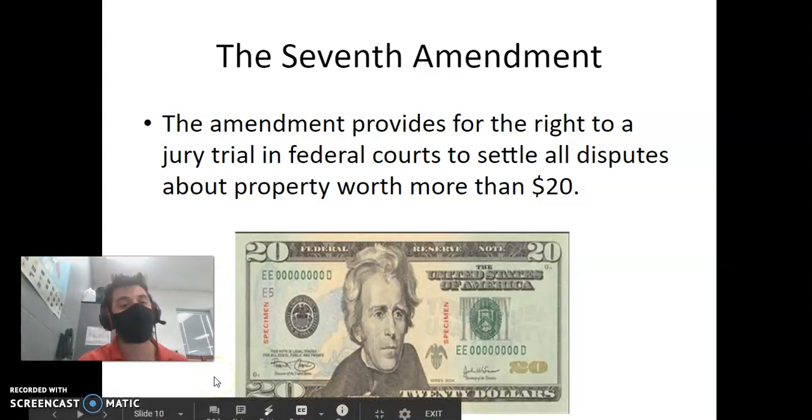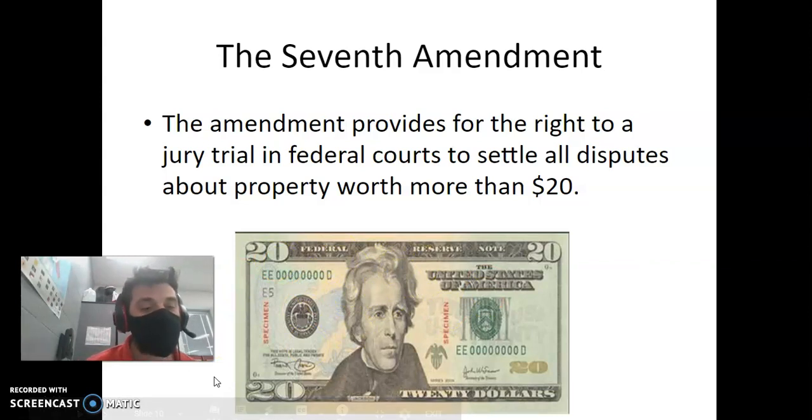Is he even still on the $20 bill? I thought they were going to change that. Is there like a news update? Feel free to email me.